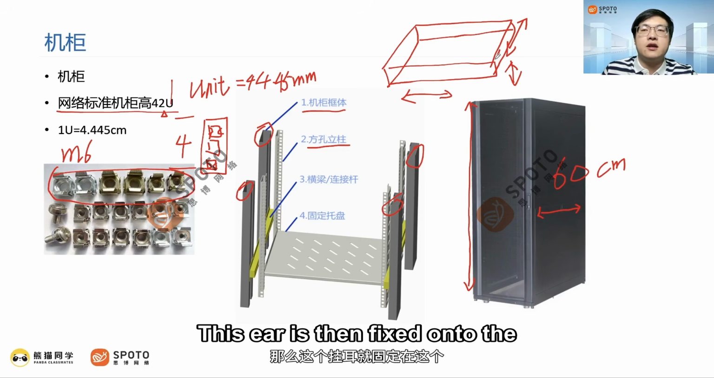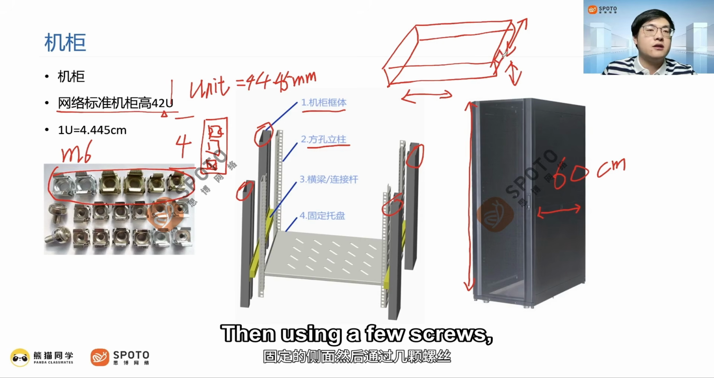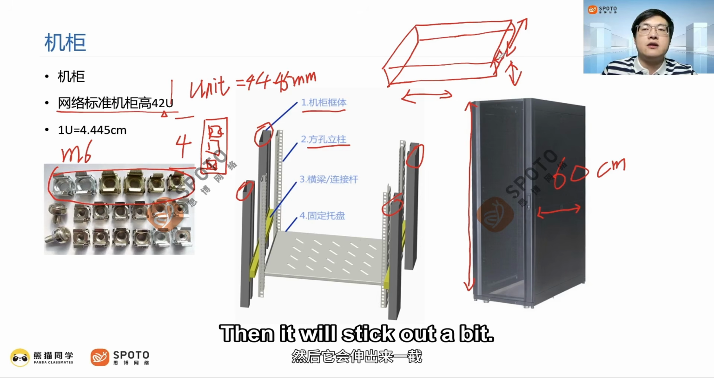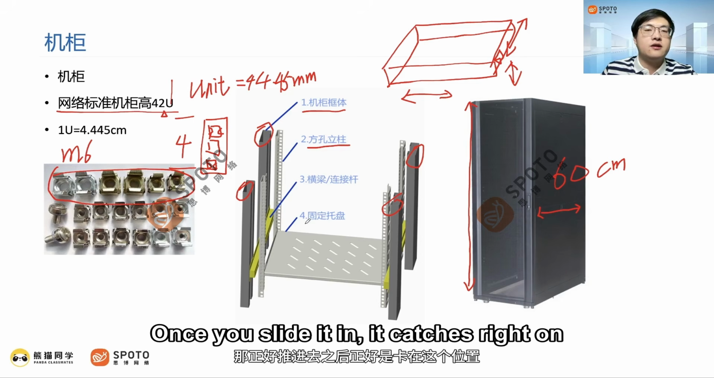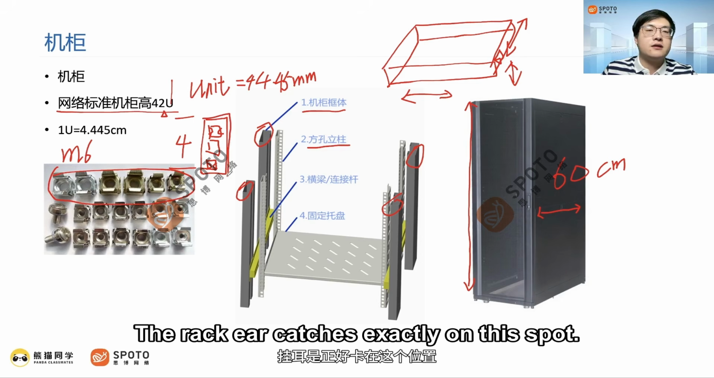This ear is then fixed onto the side panel, using a few screws, typically 4 screws. Secure it tightly. Then it will stick out a bit, and that's perfect. Once you slide it in, it catches right on this spot. The rack ear catches exactly.